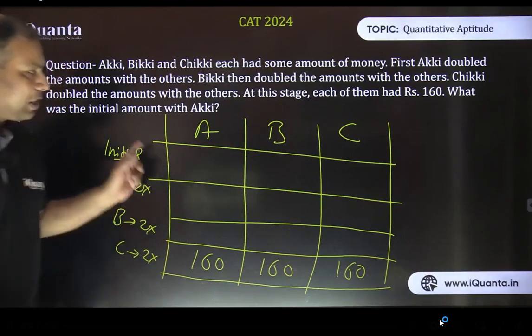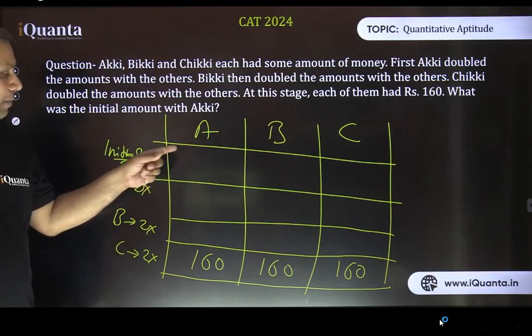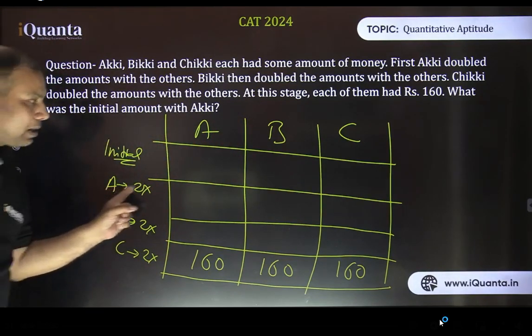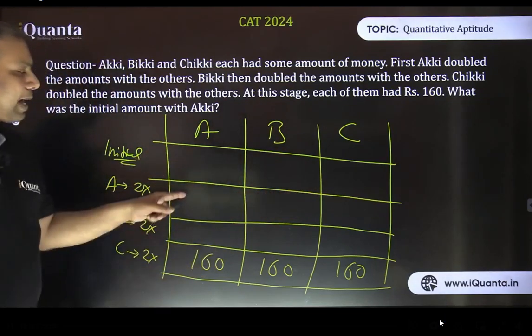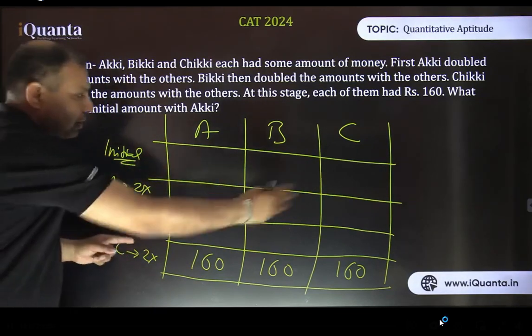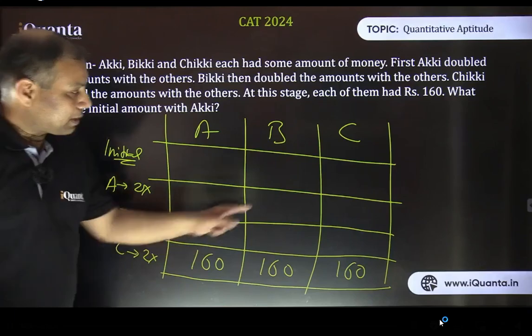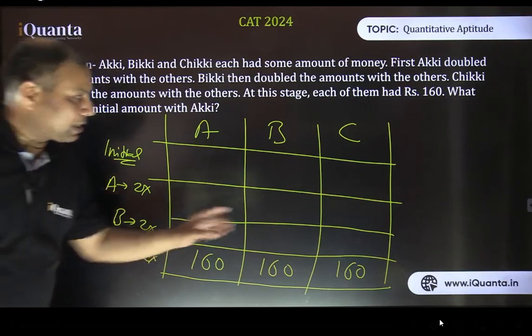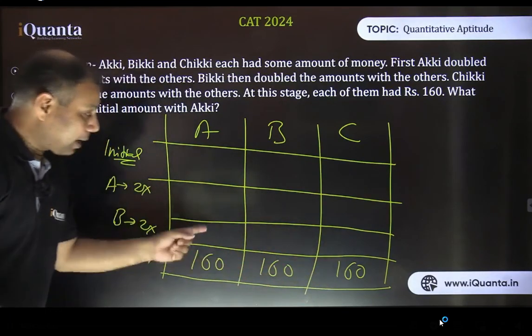Right, this is what is given. Initially, they had some amounts. We need to find this value finally. So what happened? First, A doubled the amount of others. A ने बाकियों की amount को double किया, and his own amount got reduced. Then B doubled the amount of others. So the others' amounts will be doubled from the previous stage, but the amount of B will get reduced. And same way, C doubled in the final step. So the amount of C has got reduced, but the others' amounts have been doubled.